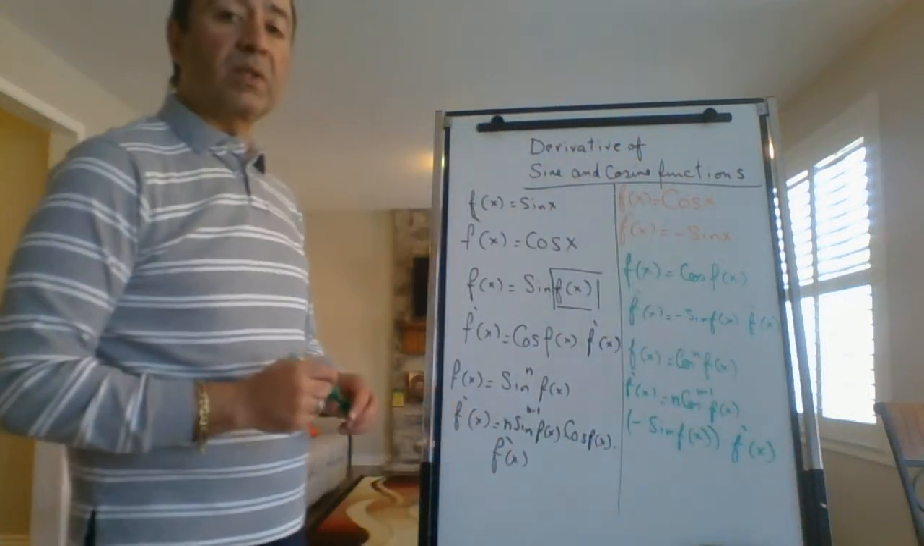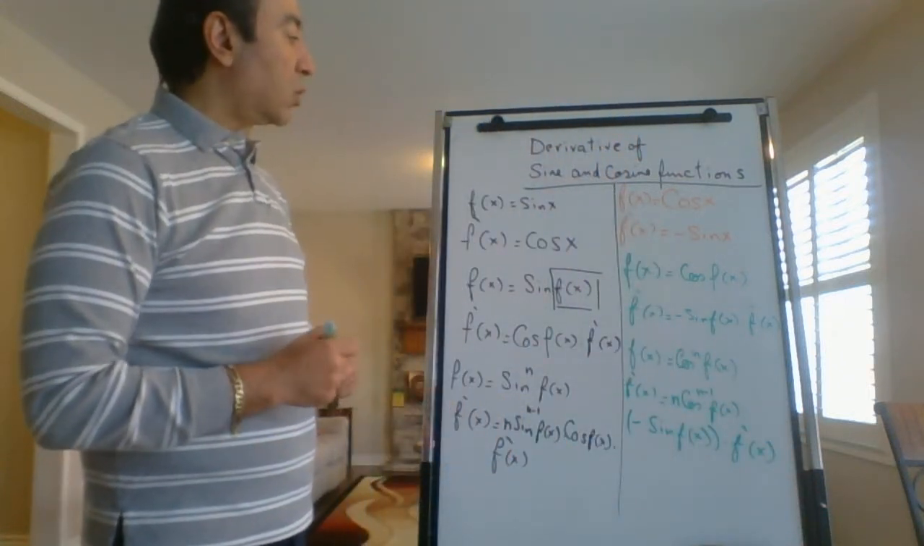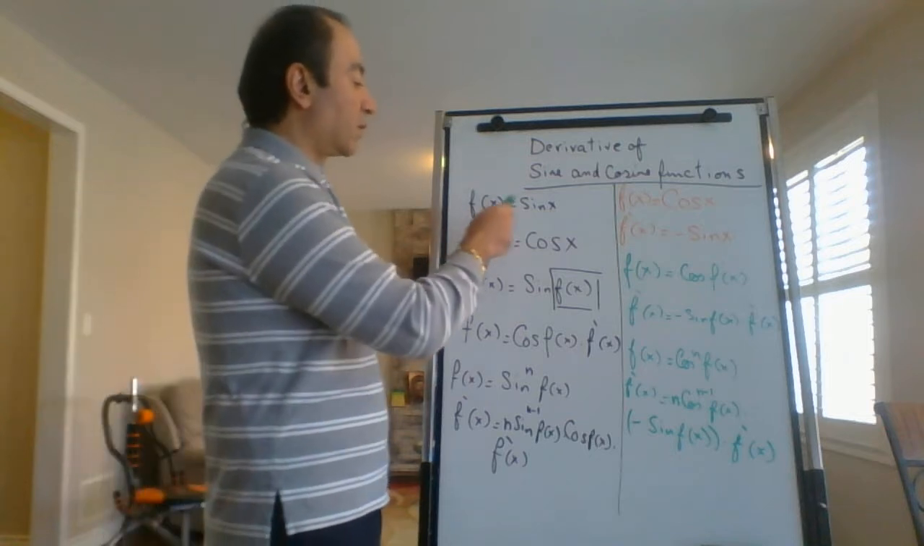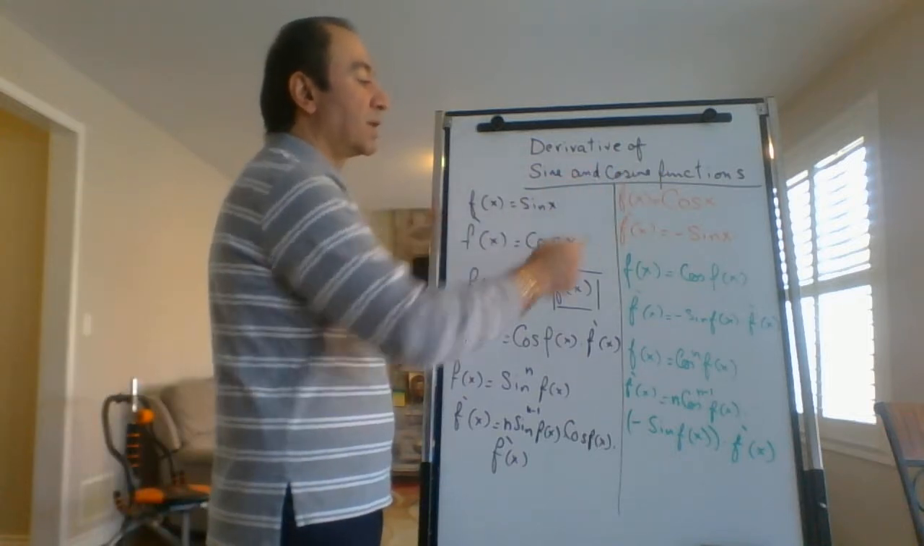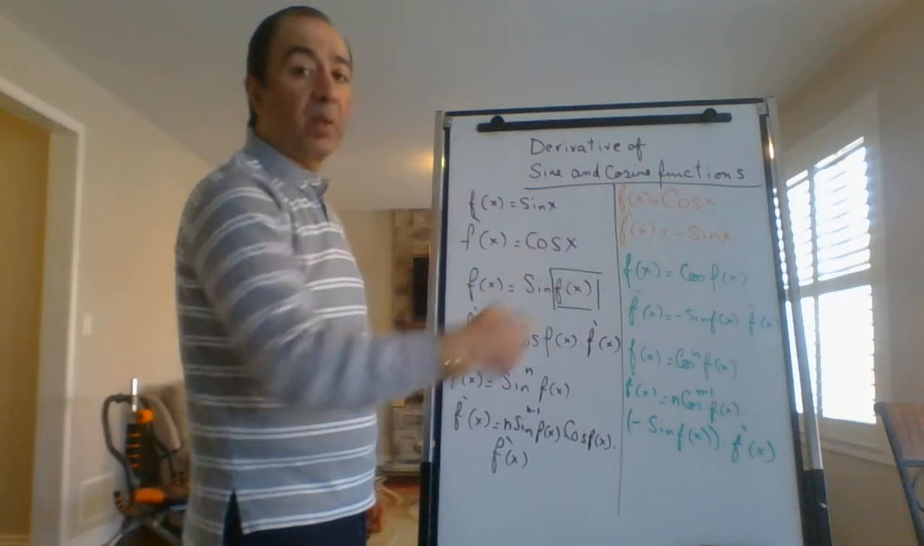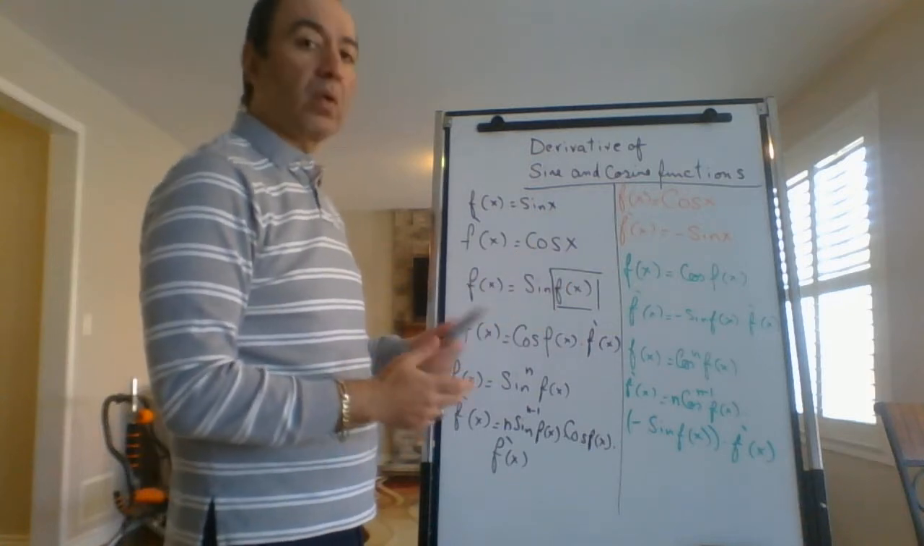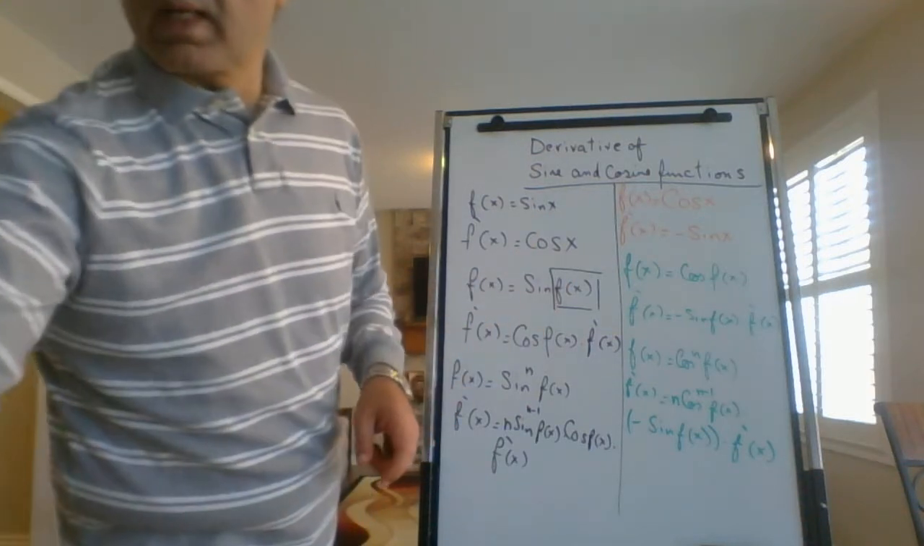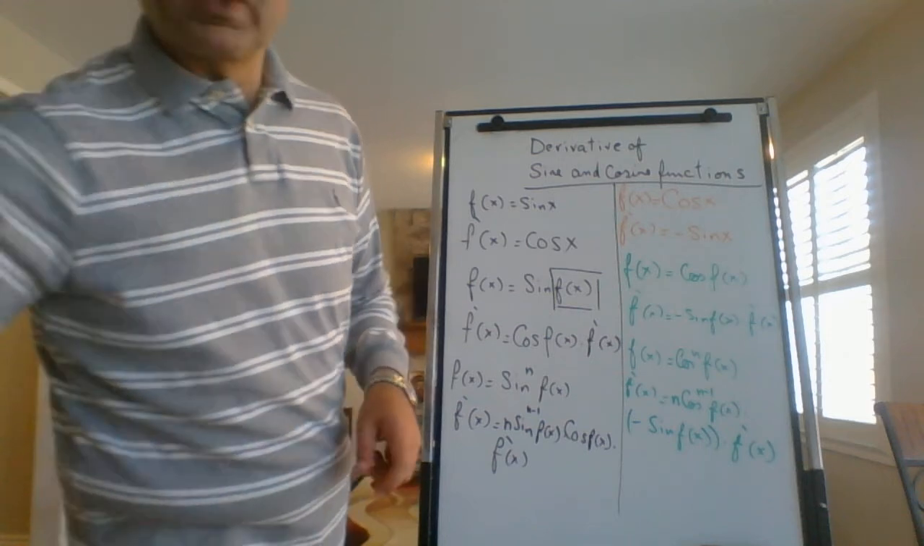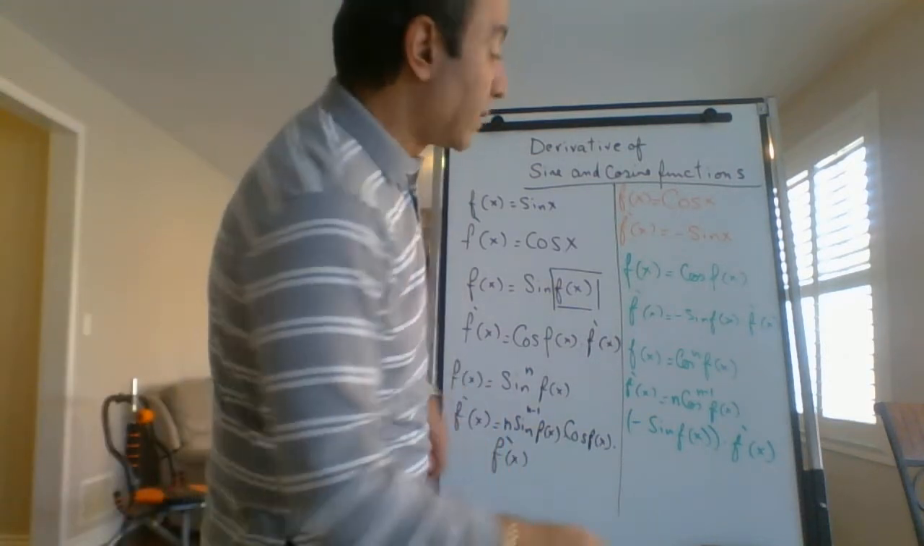Okay, those are the rules we are going to use. The most important thing is the derivative of sine is cosine, the derivative of cosine is negative sine, and the chain rule, we applied it many times before, so nothing new. Okay, I'm going to give you some examples so we can understand this better.